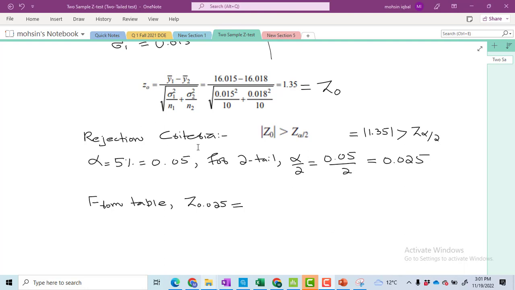Now we will talk about the rejection criteria. The rejection criteria for a two-tail, two-sample z-test is that the modulus of z naught is greater than z alpha by 2. We got a z naught value equal to 1.35, and that will be compared with z alpha by 2. Now alpha is equal to 5%, or 0.05. For a two-tail test we divide alpha by 2, so we got 0.025.